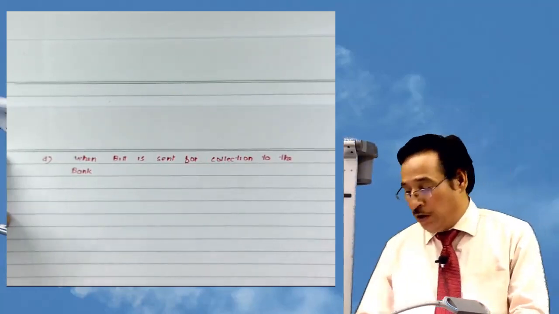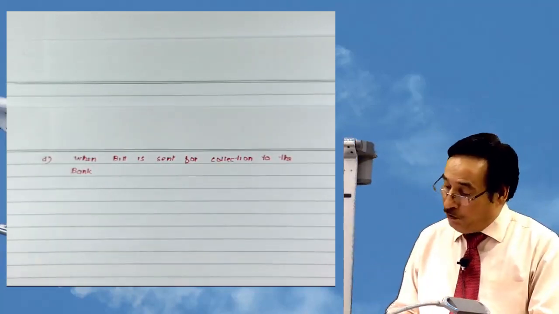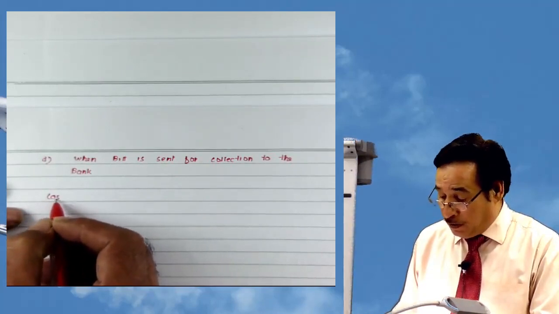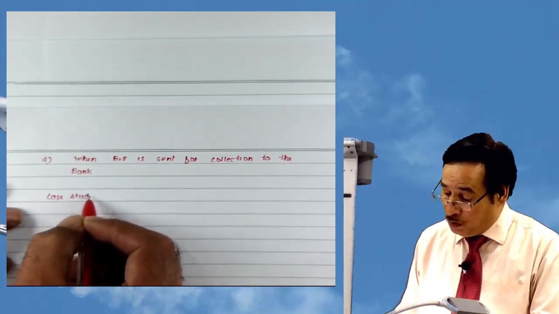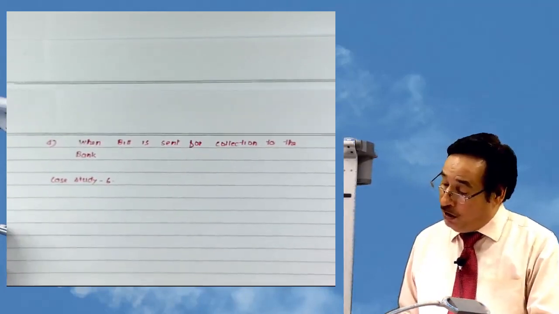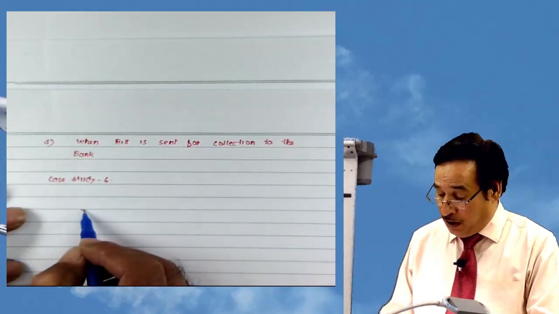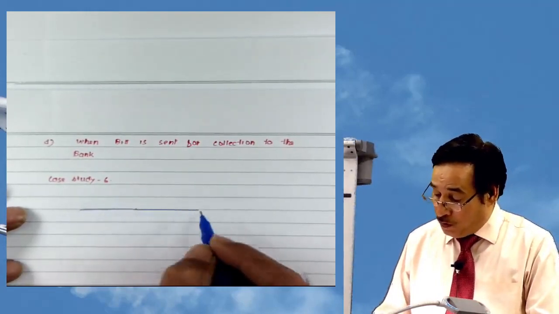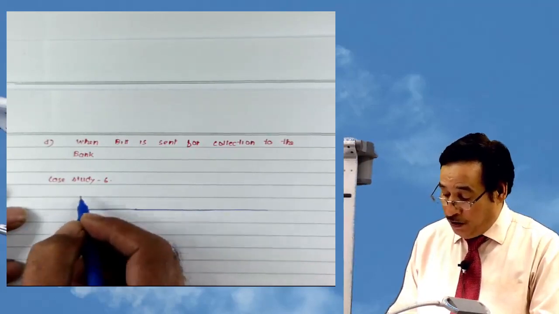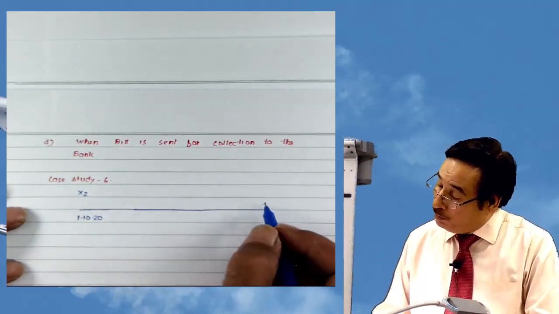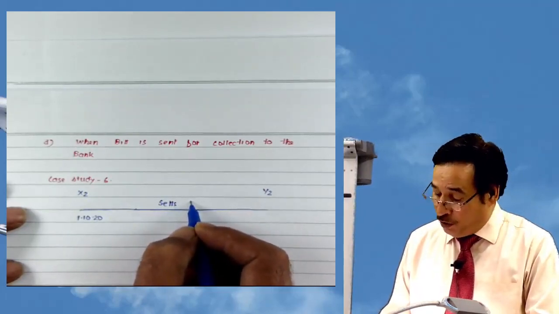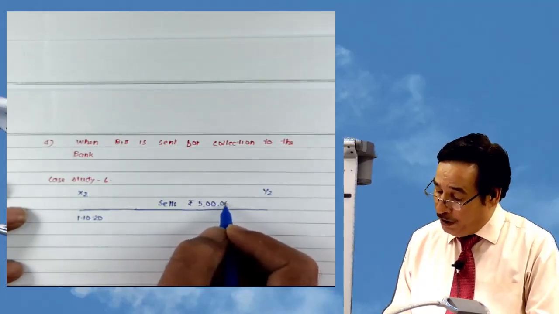To understand this concept, we pick up case problem 6 now, and we have done five so far, I think. So this is case study 6. What does the case study state? Case study states that on 1st of October 2020, X2 sells goods to Y2, for rupees 5 lakhs on this particular date, correct?